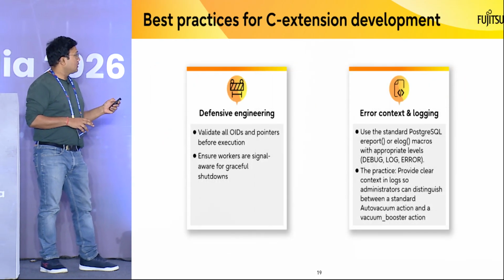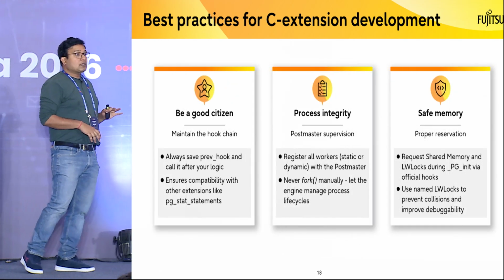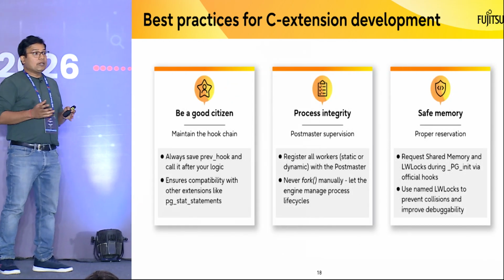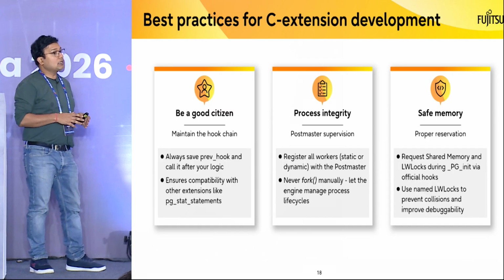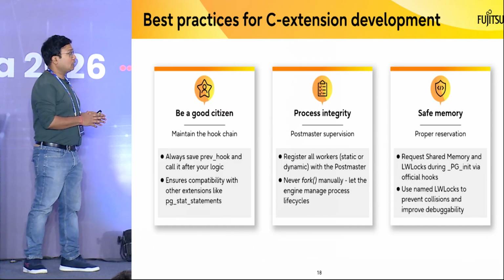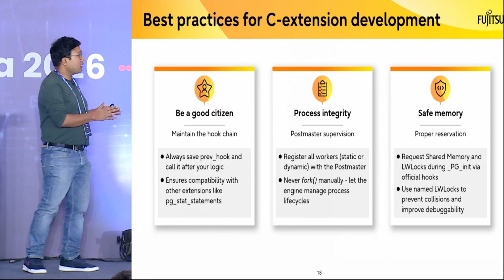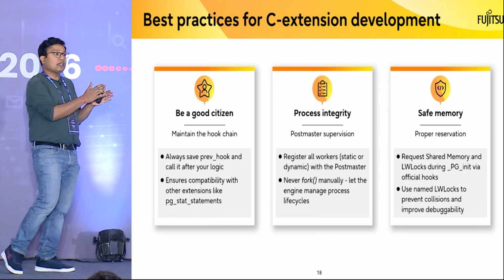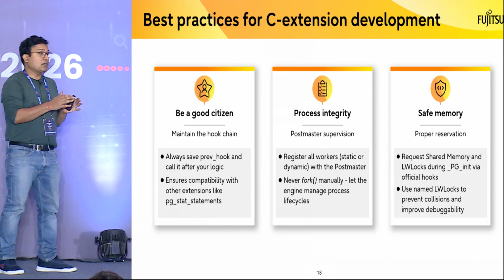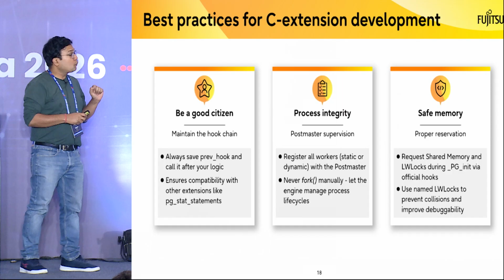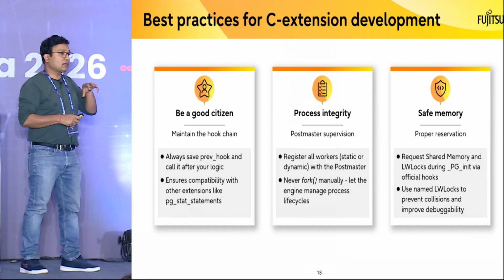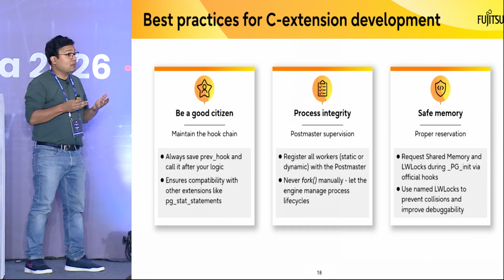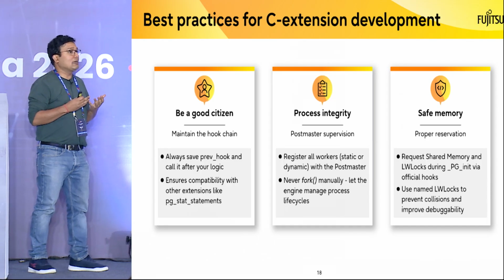The second part is process integrity. Don't create processes by yourself. Don't call fork inside your extension. Use the infrastructure that Postgres has given you. Register everything, all workers, dynamic memory, and processes, through the Postmaster itself. So the Postmaster will monitor you, and if any crash happens, it has the power to handle it, right.